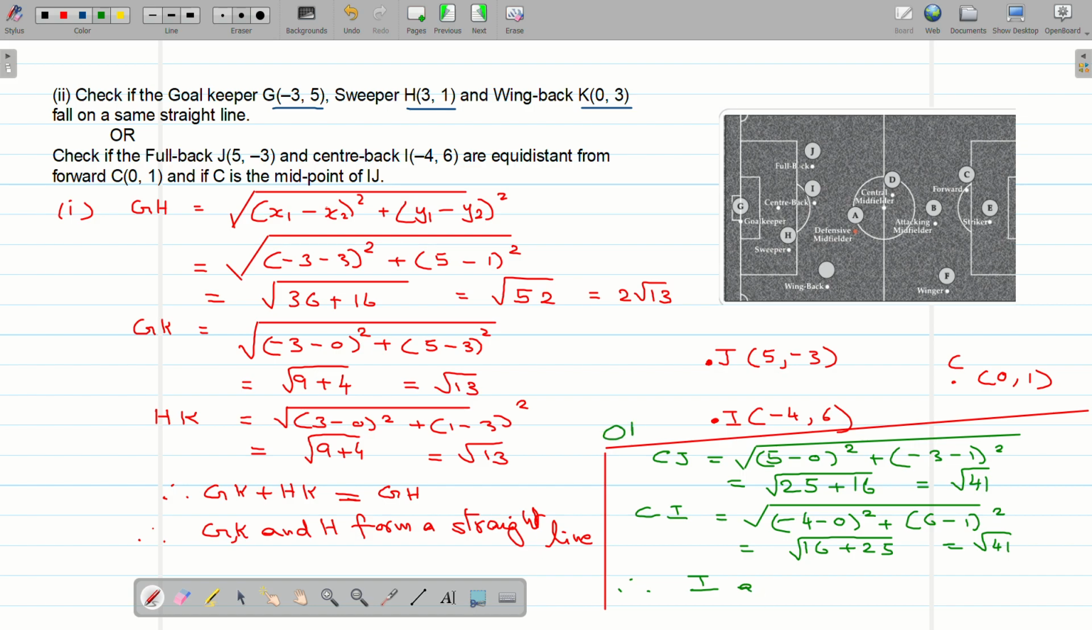This is an or, you don't need to answer both. I and J are equidistant from C. Either the first part or the second part here, right? Now it has got one more part: C is the midpoint of IJ.